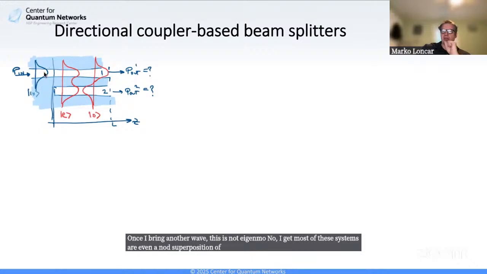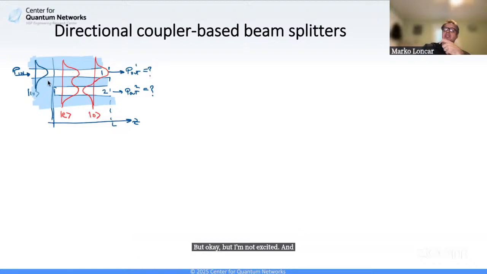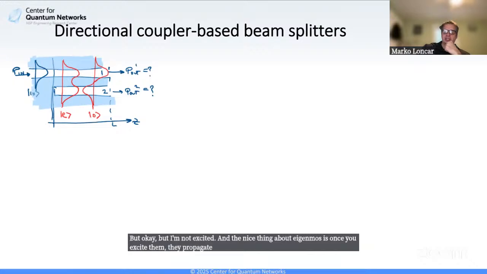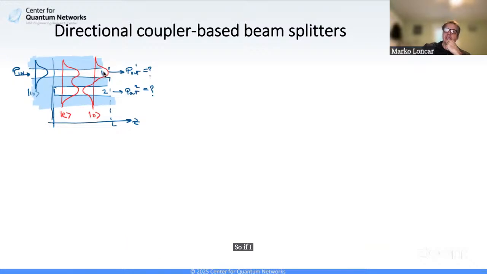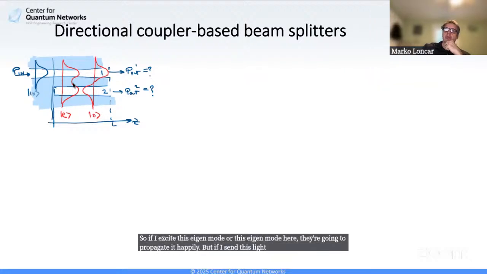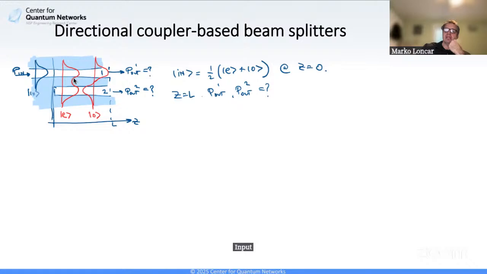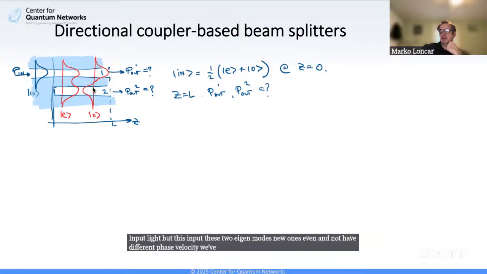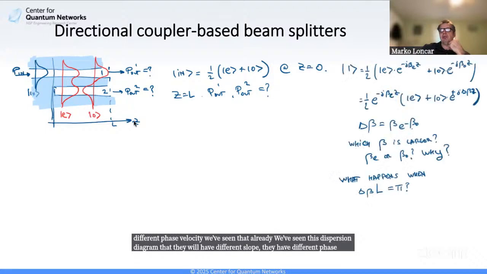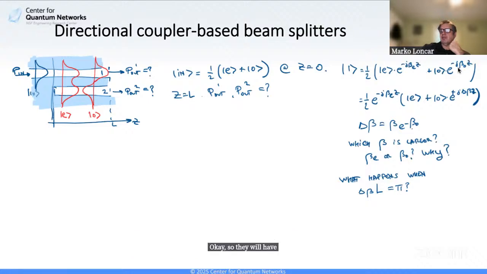This is similar to two coupled quantum wells. The nice thing about eigenmodes is once you excite them, they propagate forever without being disturbed. So if I excite this eigenmode or this eigenmode here, they're going to propagate happily. But if I send this light in, it's going to be decomposed into some combination of the even and odd eigenmodes. These two new eigenmodes, even and odd, have different phase velocity. We've seen that already in the dispersion diagram. They will have different slopes, which means they will propagate with different speeds, different propagation constants.